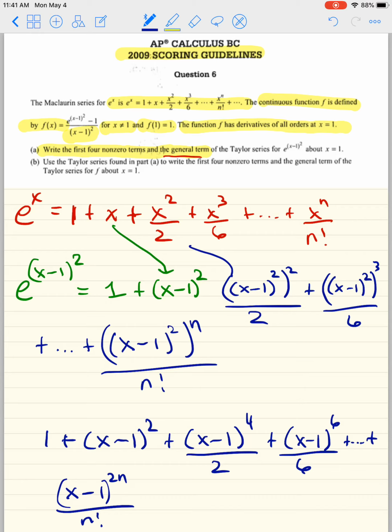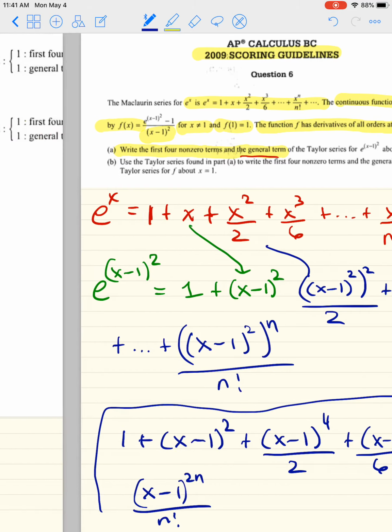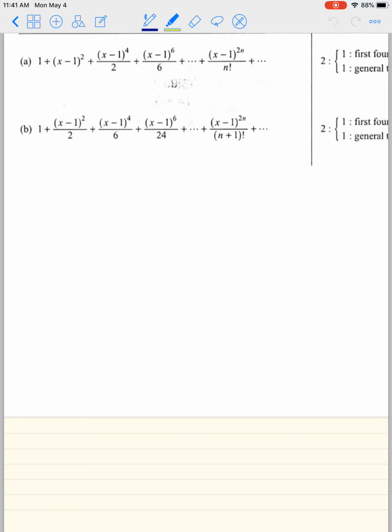And I hate this pad that doesn't have enough room, so I'm going to have to take it somewhere else. So I'm going to go to the answer key for this. So remind yourself, let's check our answer. 1 plus x minus 1 squared plus x minus 1 to the 4th, and so on. Okay, so this is basically that part here.